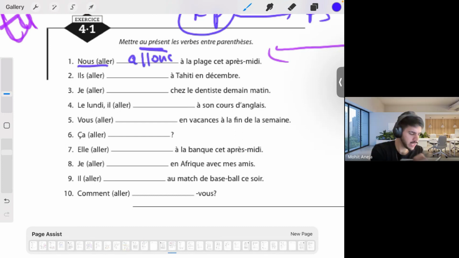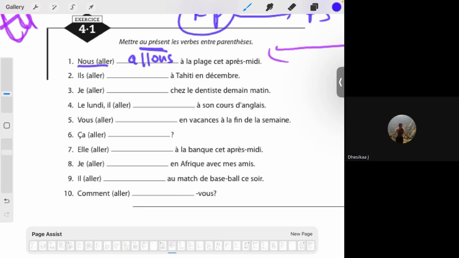Allons. Very nice. So this is what we're going to learn in this exercise. It's a very simple exercise, but I want you to focus on aller a lot because we're going to use this a lot in our other tenses starting in the seventh chapter. In the seventh chapter, I'm not going to be referring back to these things. I will expect that you have done the homework, you have done these exercises, and you know those conjugations by then.